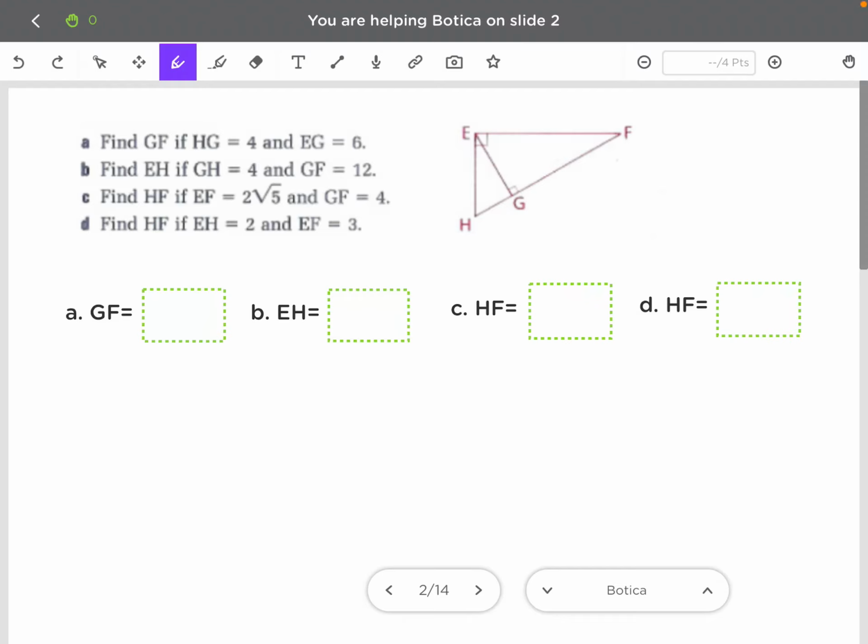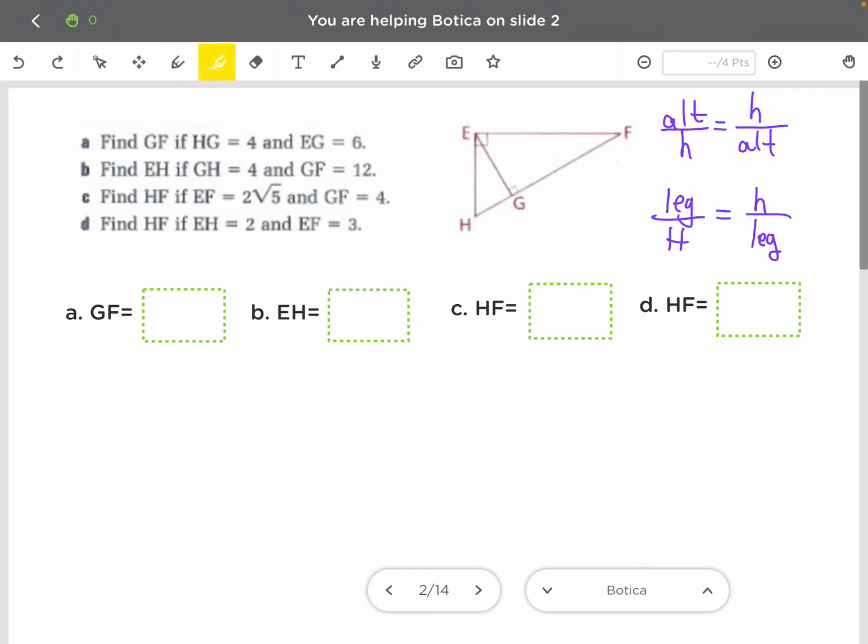Okay, so page 2 is all about altitude on hypotenuse. Keep in mind that there is the little shortcut method. Now, altitude on hypotenuse came about because it's dealing with similar triangles. Depending on if you're using the altitude or the leg, keep in mind that the big H stands for the whole hypotenuse. So let's do the first one.